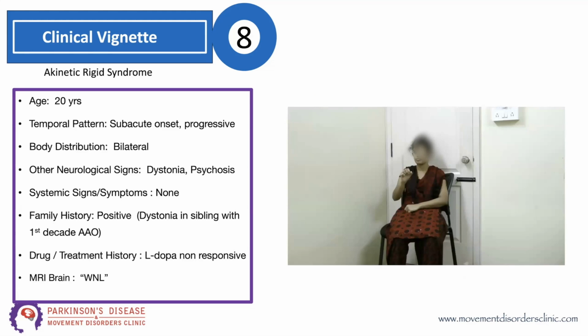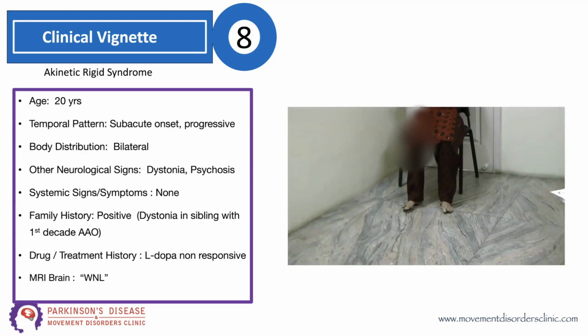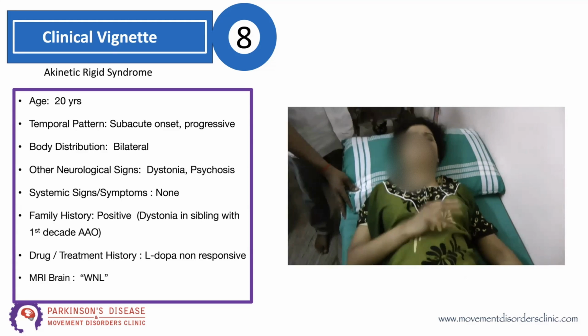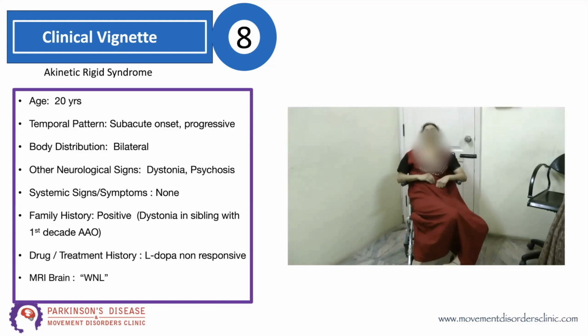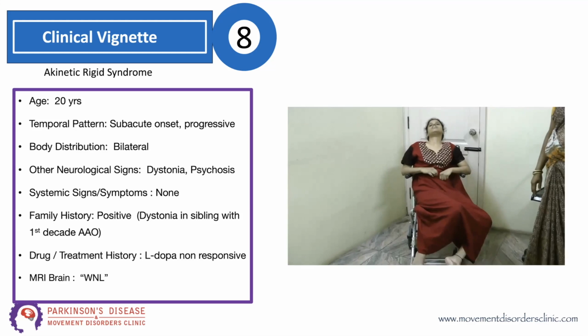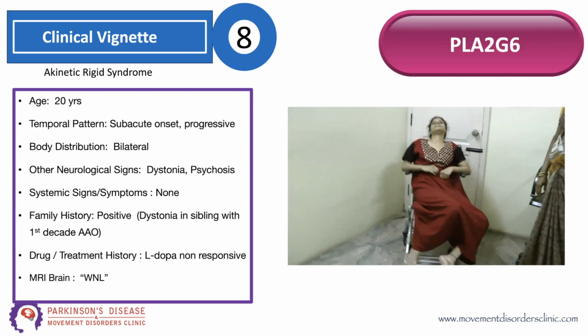Case 8 is an adolescent or early adulthood person who has presented with subacute onset, progressive akinetic rigid syndrome in the form of slowness and stiffness. There is almost symmetric involvement of symptoms, along with some history of dystonia and behavioral changes. There are no associated systemic signs or symptoms. Levodopa was not helpful, and a regular MRI brain was within normal limits. When genetic testing was done, it came back positive for PLA2G6 mutations.